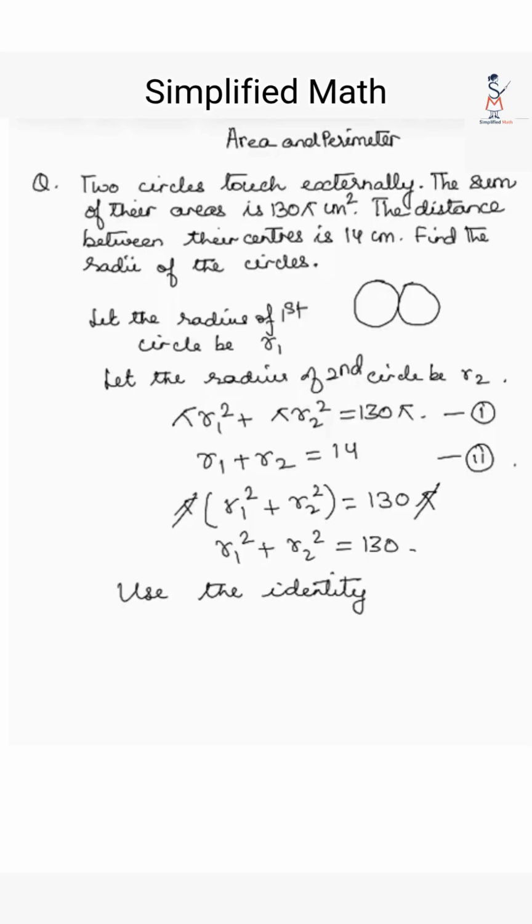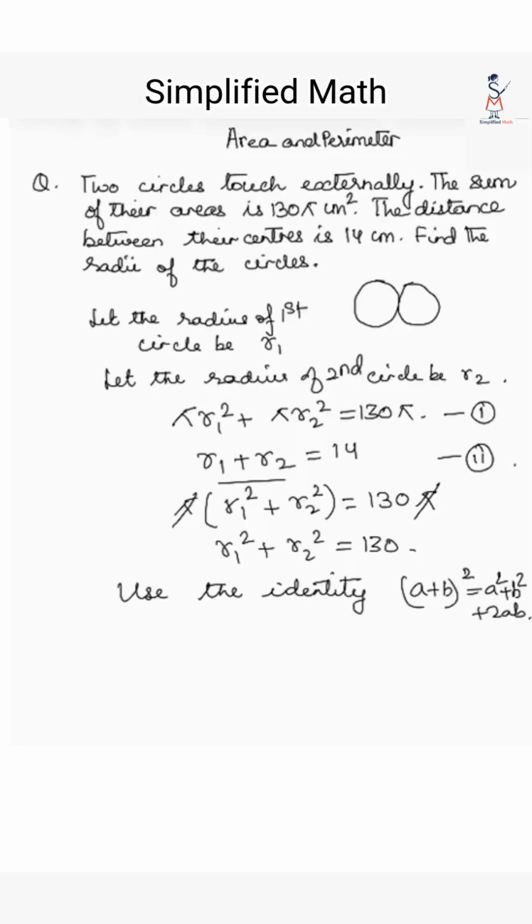Fine. Which identity will we use? A plus B whole square is A square plus B square plus 2AB. Why are we using this? Because we have R1 plus R2. If I find R1 minus R2, I can solve the two equations simultaneously. Okay, we know how to solve simultaneously.